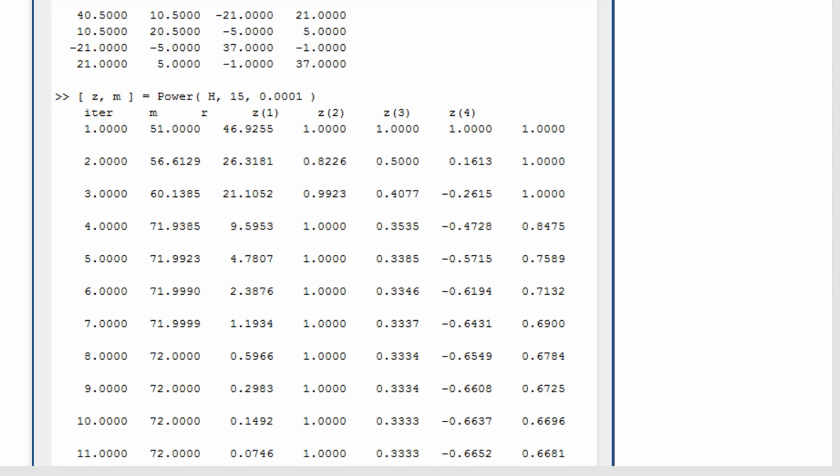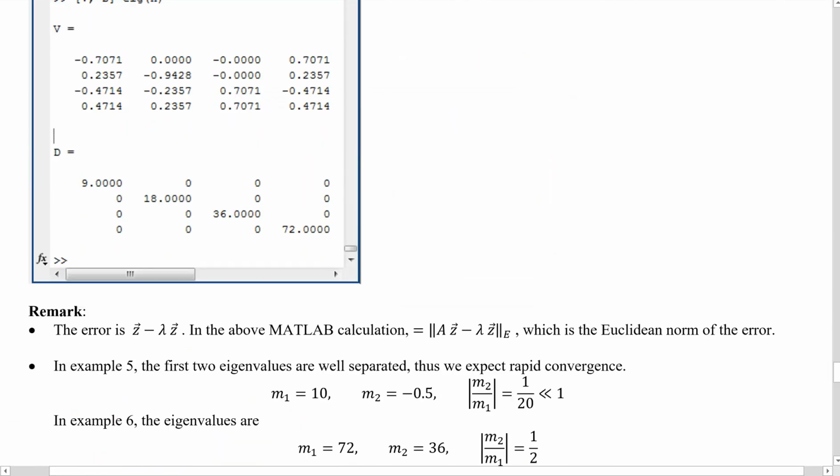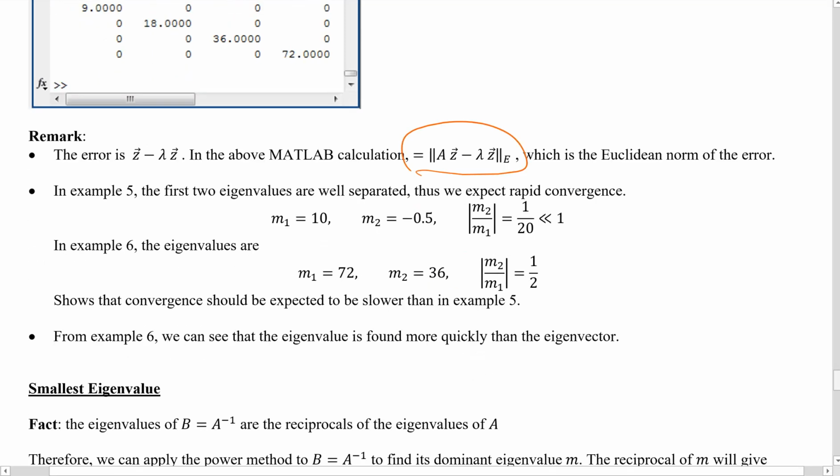And how do we compute this R, this error bound? We use Az minus lambda z, and we calculate the Euclidean norm of it. Okay, so in example 5, the first two eigenvalues are well separated, so we expect rapid convergence. You can see the first one is 10, the next one is -0.5.